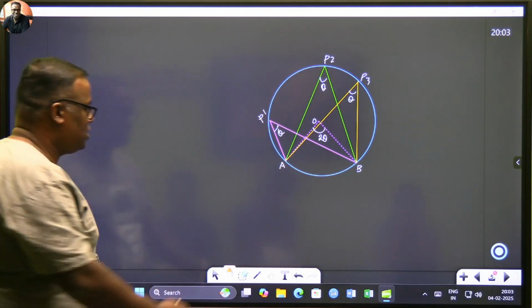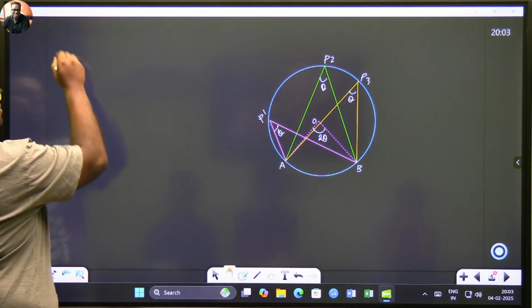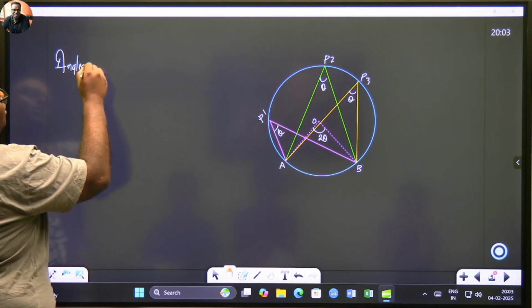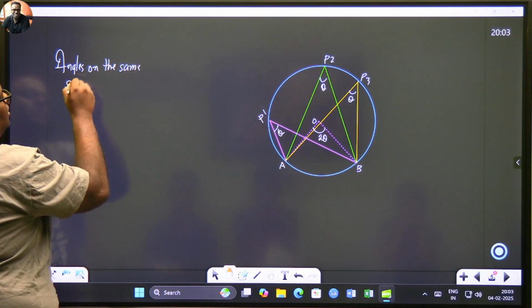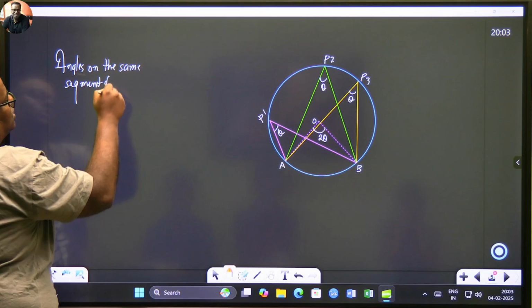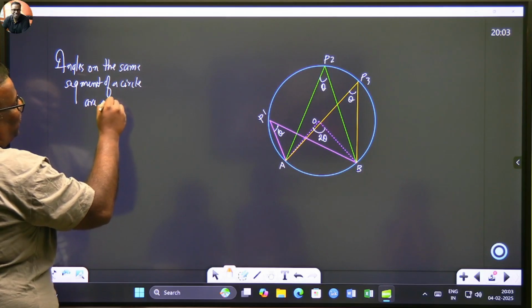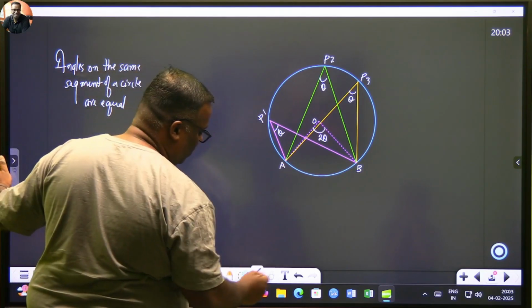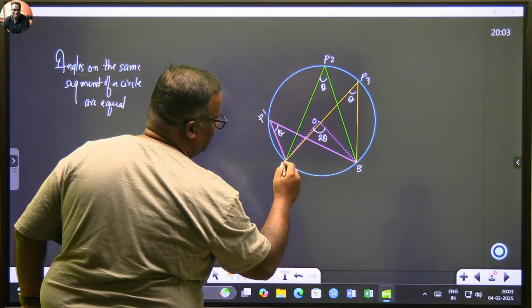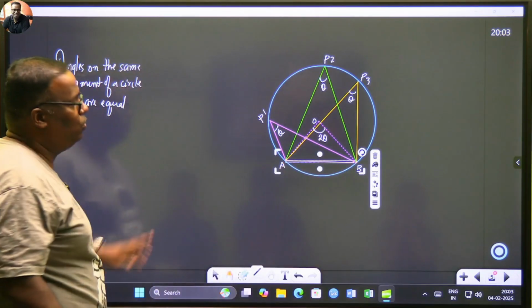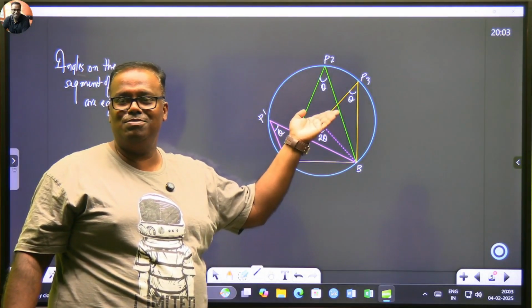Which gives us our next theorem. Our next theorem is based on this itself. Angles on the same segment of a circle are equal. Wow. Now again you bring the chord wala funda out here. Now let us draw the chord. If AB is a chord, don't you think all the three angles are on the major segment? So angles on the same segment are always equal.